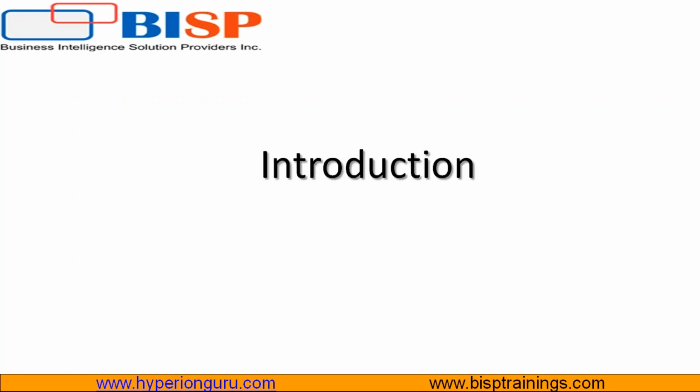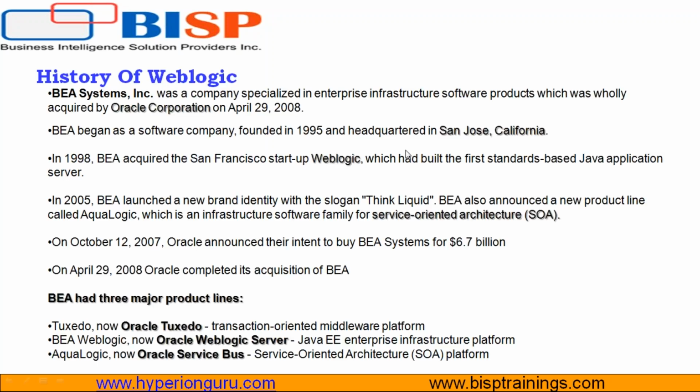Okay, so I'll kickstart this session with a quick recap of the history. How WebLogic came into the picture: it was actually a BEA Systems product. Oracle bought it in 2008. BEA was a company founded in San Jose, California in 1995. Later, it bought a San Francisco-based company called WebLogic in 1998. And in 2005, it launched Liquid, which is popularly known as SOA, Service-Oriented Architecture, today.